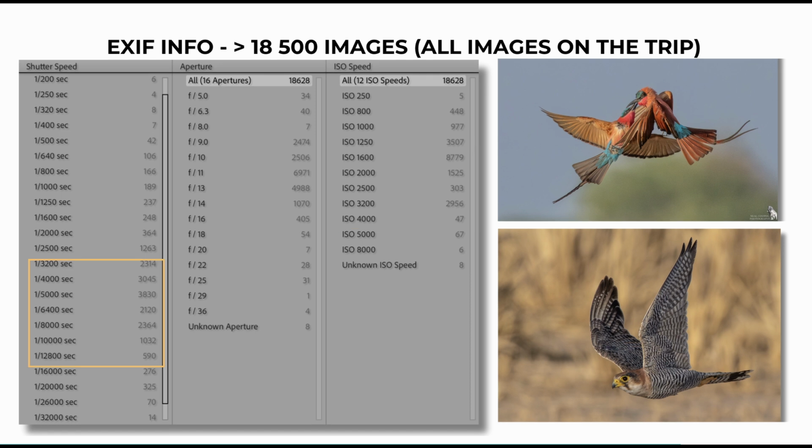If we have a look at shutter speed, we start at 3,200th of a second, and then go all the way up to 12,800th of a second, with the majority between 4 and 5,000. I try and get as high as possible, 8,000th of a second and above, but this was quite sufficient. If I can get to 4,000, I'm quite happy to do that.